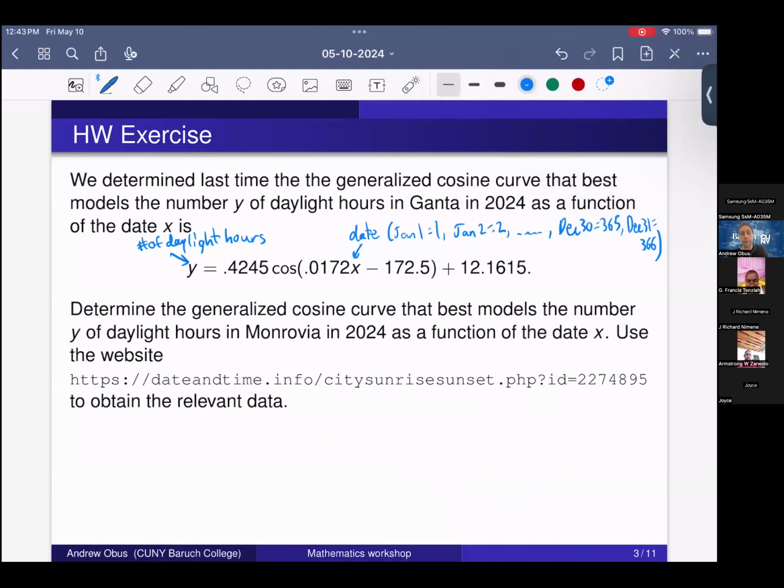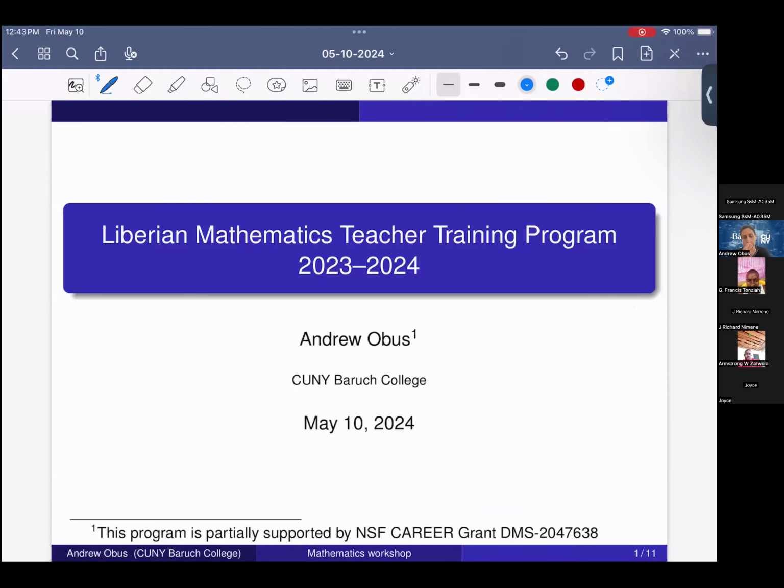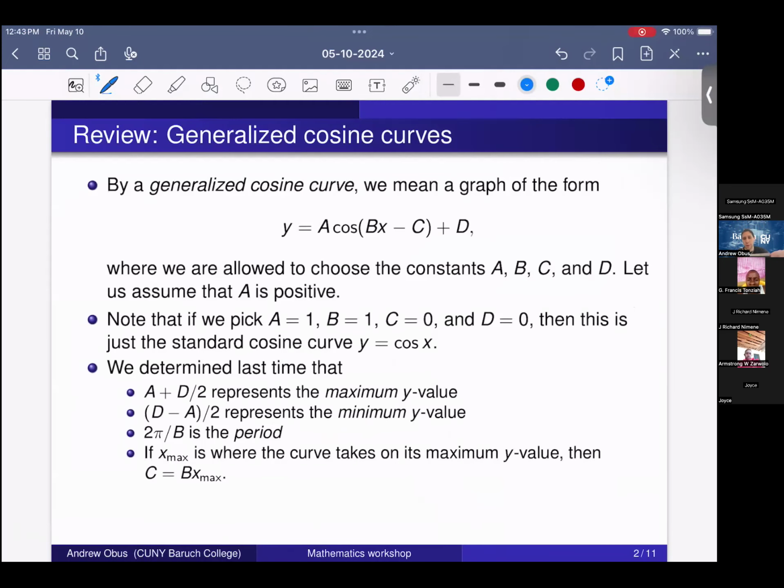Great. Okay. So let's go back to the beginning now. So what are we talking about today? We want to do a little bit more on talking about these generalized cosine curves and go over this exercise that we had last time.